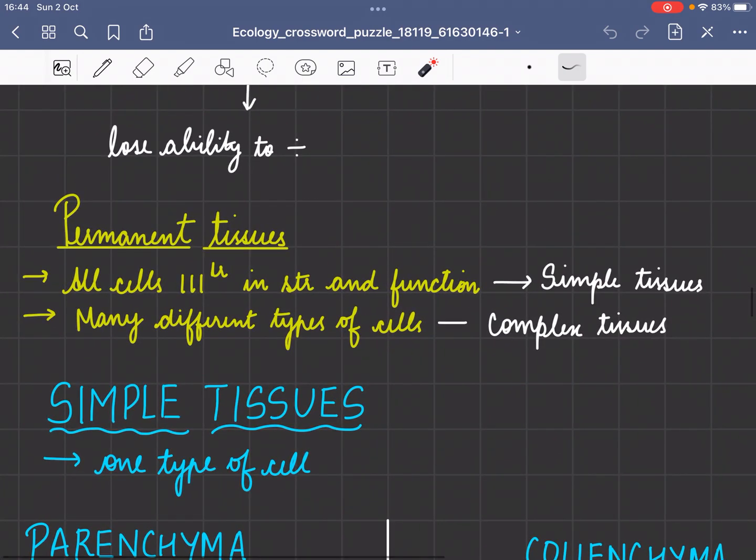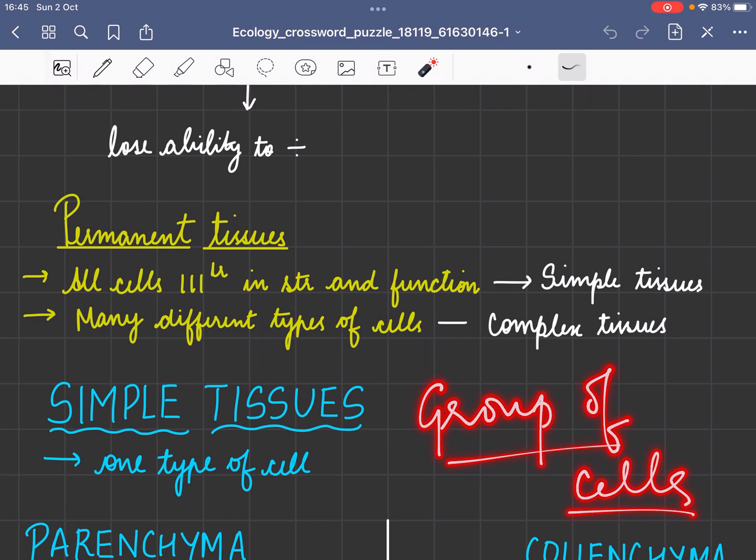Permanent tissues are also further divided. You have simple tissues and complex tissues. In permanent tissues, if all cells are similar in structure and function, you call them simple tissues. There are many different types of cells in a particular tissue. So what is a tissue? We all know it's a group of cells. Tissue is nothing but a group of cells.